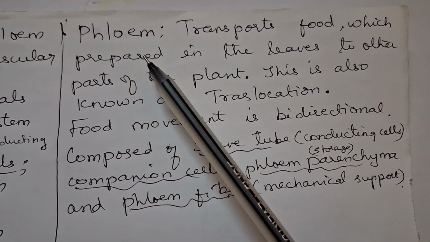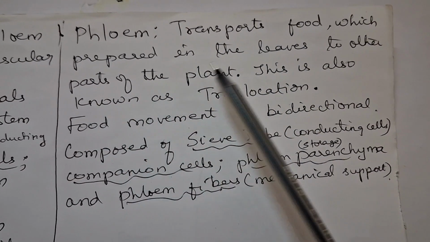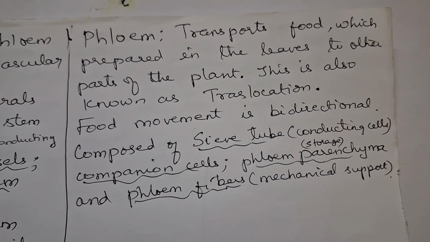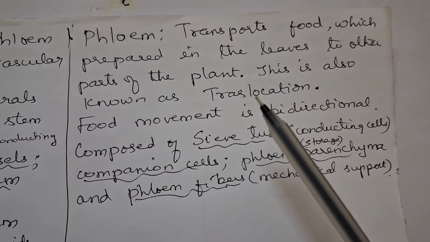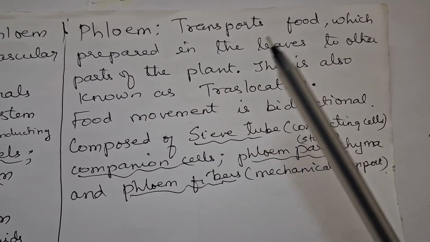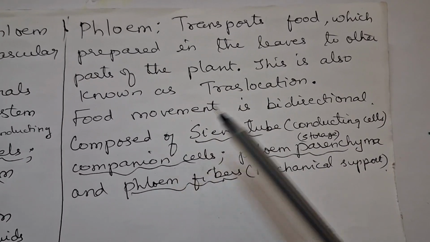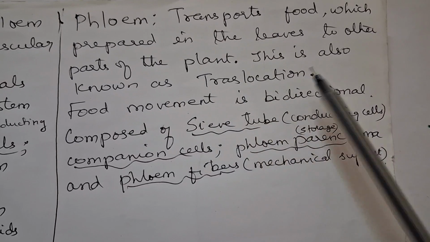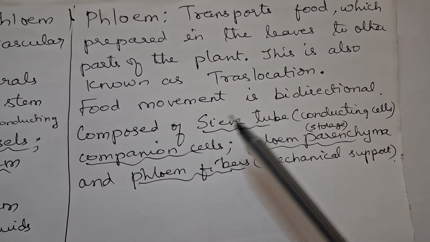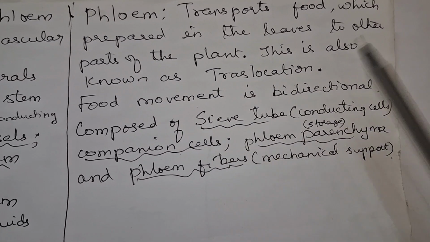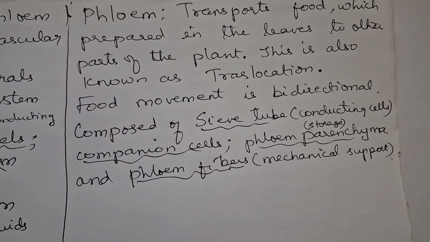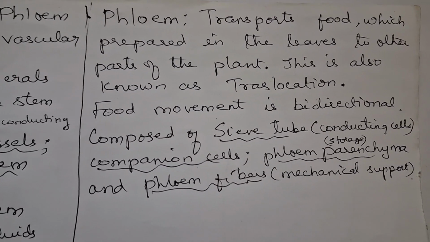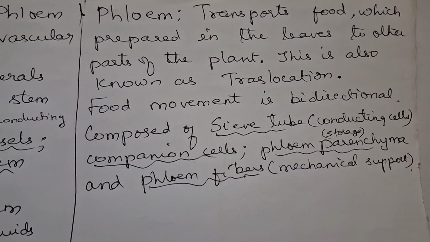Next one is phloem. Phloem transports food prepared in the leaves to other parts of the plant. This transportation is called translocation. So the transportation of food from the leaves to other parts is called translocation. Here it is bidirectional, so it moves in two directions. From the leaves it may go to the roots for storage, or it may go to other branches where food has to be stored in the form of fruits.